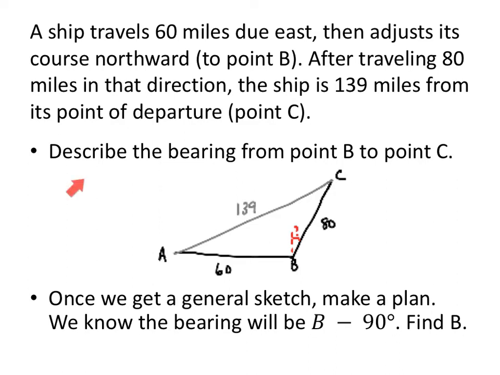So what I want to do is describe the bearing from point B to point C. So it'll be north, and then I'll rotate to the east, but how much? And that's only if my drawing is accurate. Let's see. Once we get a general sketch, we'll make a plan, knowing that our bearing will be angle B, the full angle, minus this 90 degrees. So let's find angle B first.